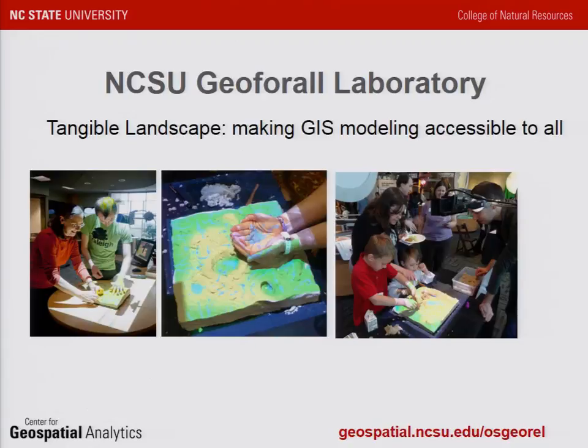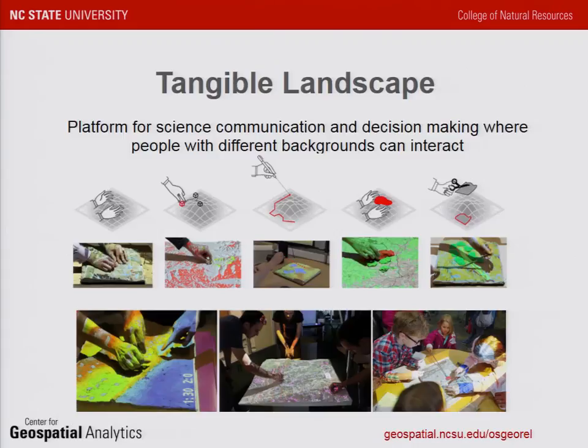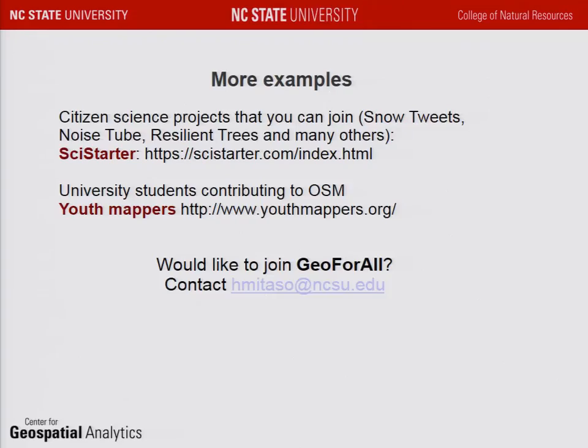And then I will finish with some of the work that we do at NCSU Geoforall Laboratory, where we are trying to make the GIS modeling accessible to people through this tangible landscape. And you probably have seen it in the exhibition hall, so I don't need to talk about it, but you can see everybody from hardcore scientists like this to kids can work with this and can learn something, for example, about how water flows over topography. And over time, we have developed many different types of interaction and many different types of applications for this system.